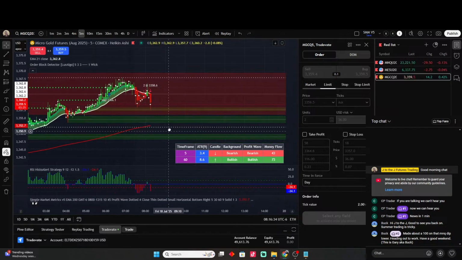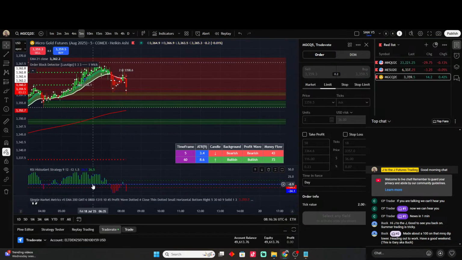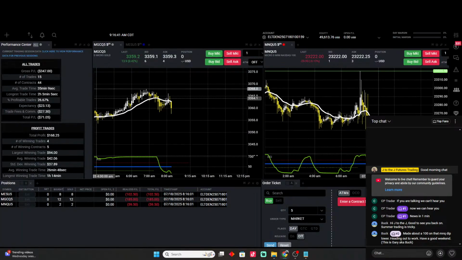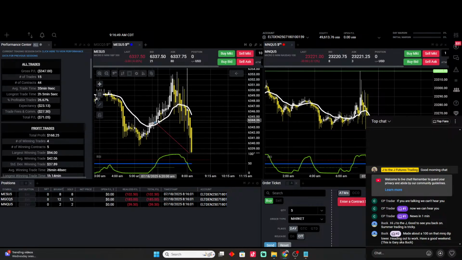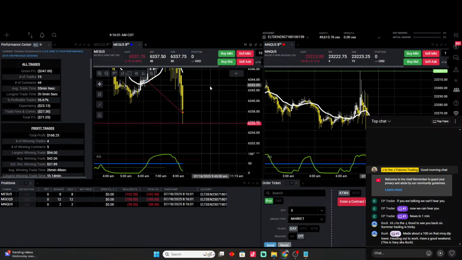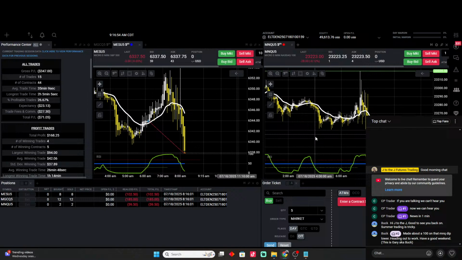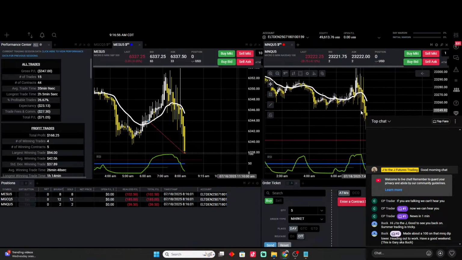Okay, so I think what we're going to do... Yeah, it sucks. I held it through all that profit and then I lost it. That's how trading goes. Same thing on NQ.